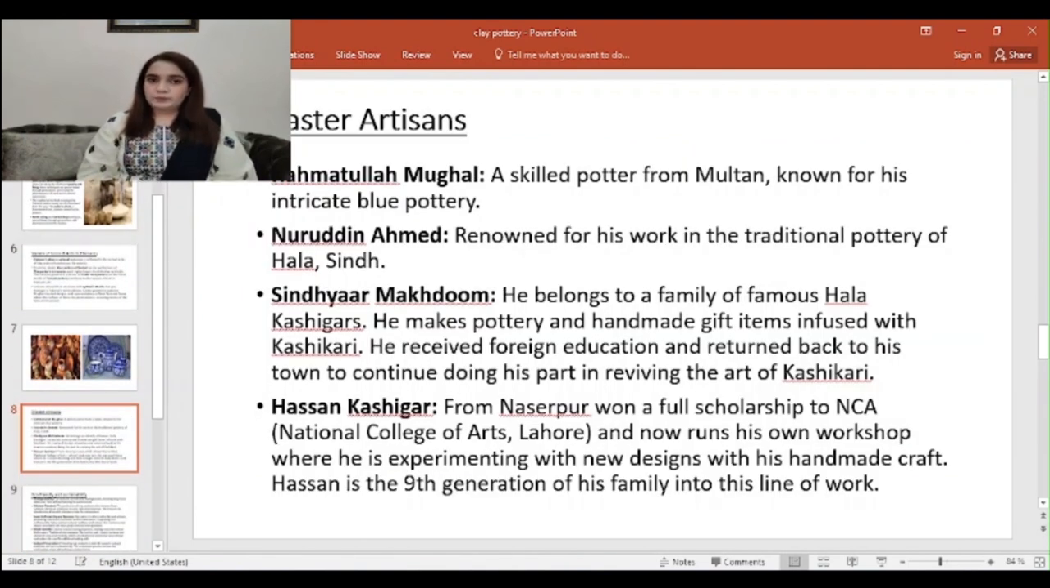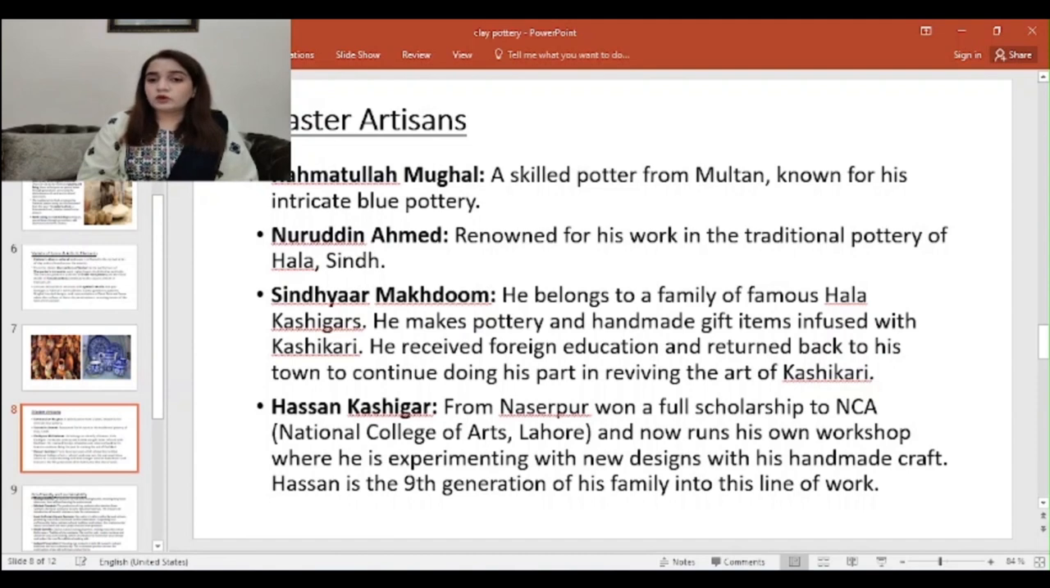Master artisans. Rahmatullah Mughal, a skilled potter from Multan, known for his intricate blue pottery. Second is Nuruddin Ahmed, renowned for his work in the traditional pottery of Hala, Sindh. Third is Sindhyar Makhdoom. He belongs to a family of famous Hala Kashigars. He makes pottery and handmade gift items infused with Kashikari.